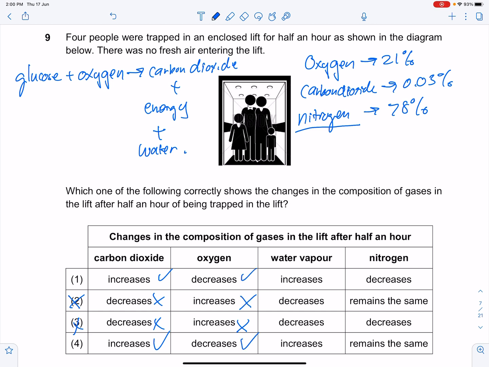My water vapor should increase, like what I told you. So options 1 and 4 are looking exactly the same. And for my nitrogen, I'm looking for something that remains the same. So therefore, that tells me that it's option 4.